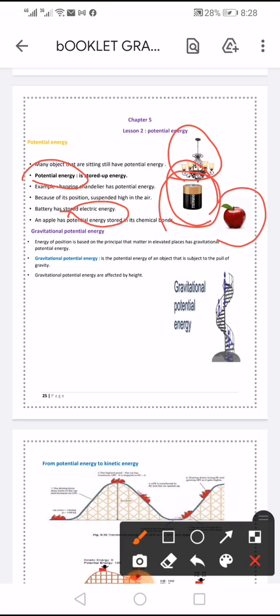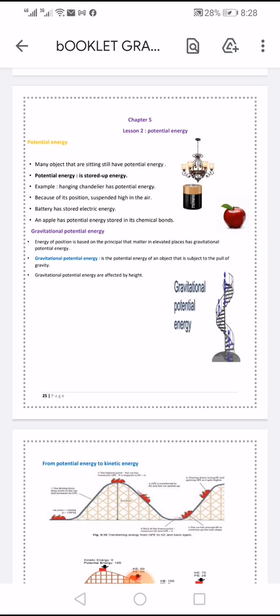Another example, an apple has potential energy stored in a chemical bond. Inside an apple there is a chemical, so between this chemical there is a bond. This is stored energy, which is potential energy.